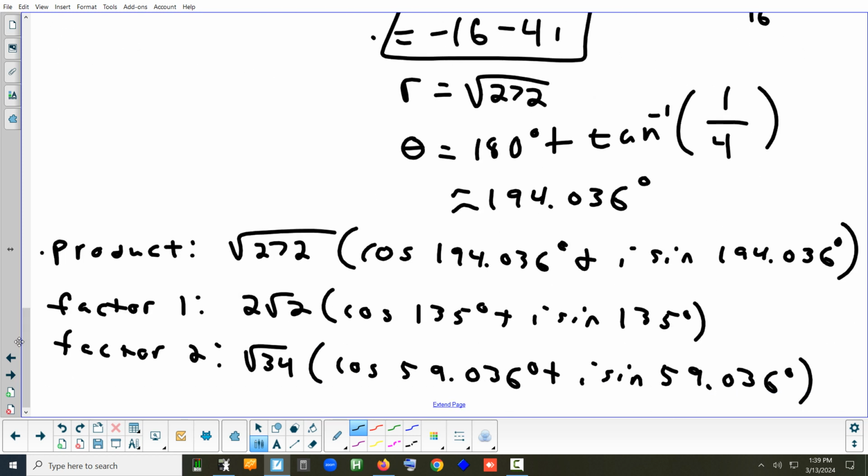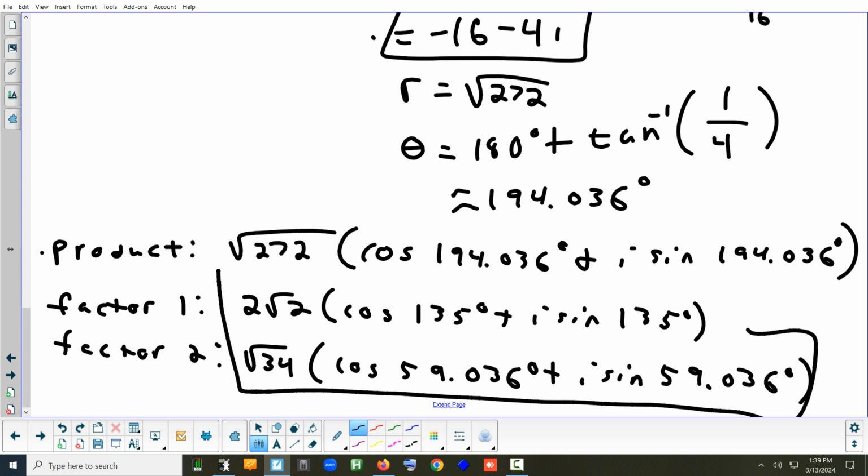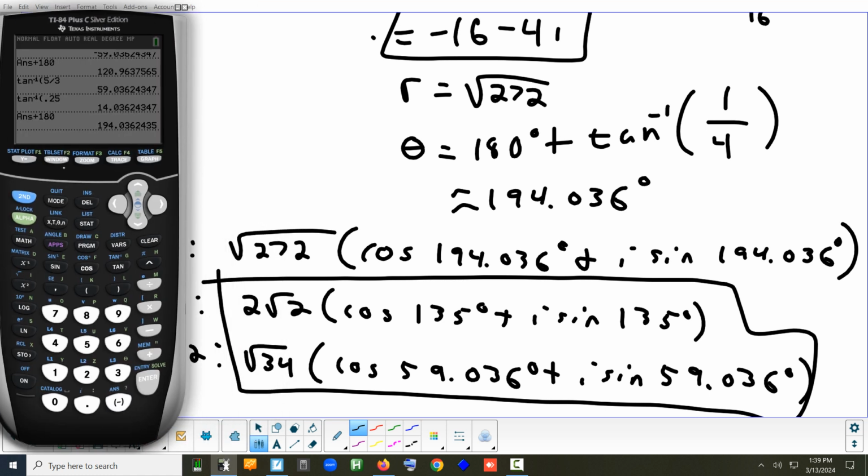Does anyone see a way to combine these two together and get the answer that's above directly? Does anybody see anything? Yeah? The radius is multiplied together. Yes. If you multiply these radii together, remember, to make it simpler, what was 2 root 2 before we reduced it? It was the square root of 8. Take the square root of 8 times the square root of 34.